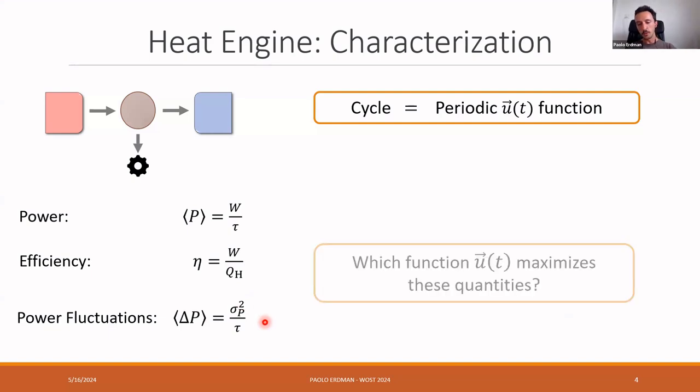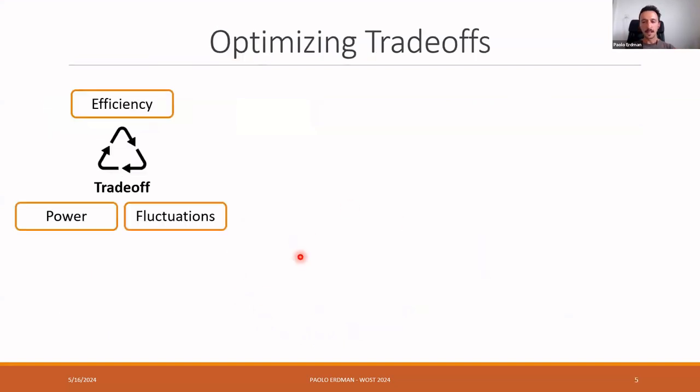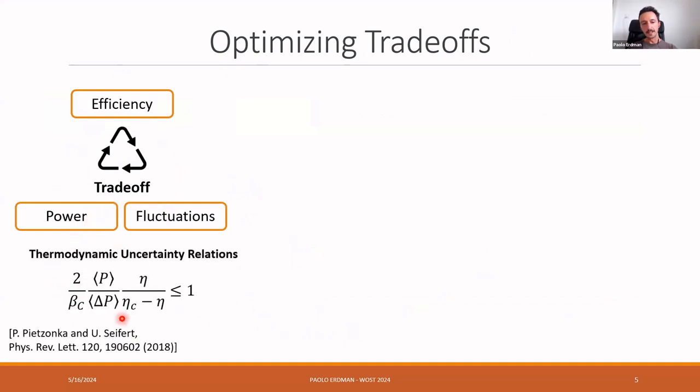And what we want to answer in this presentation is which functions u(t), so which type of cycle, maximizes these quantities. And as we've nicely seen in the previous talk by BJ, there's a trade-off between these three quantities, so we cannot simultaneously optimize them. This is, for example, also nicely shown by the thermodynamic uncertainty relations, here derived for steady-state engines. So essentially what this is telling us is if we want to have a high power, for example, we either need low efficiency or high power fluctuations, and so on.